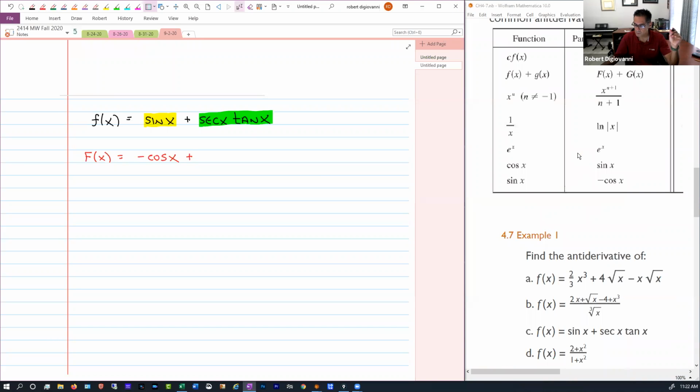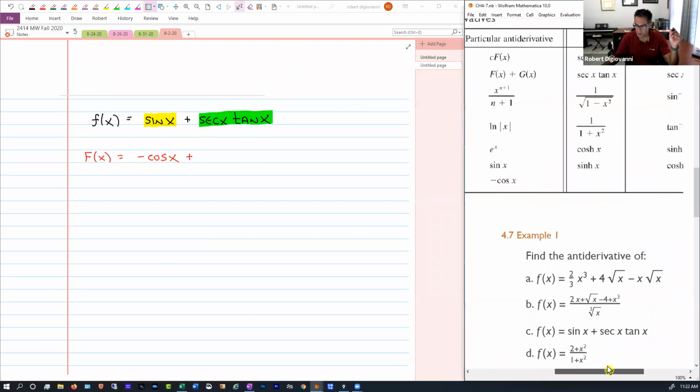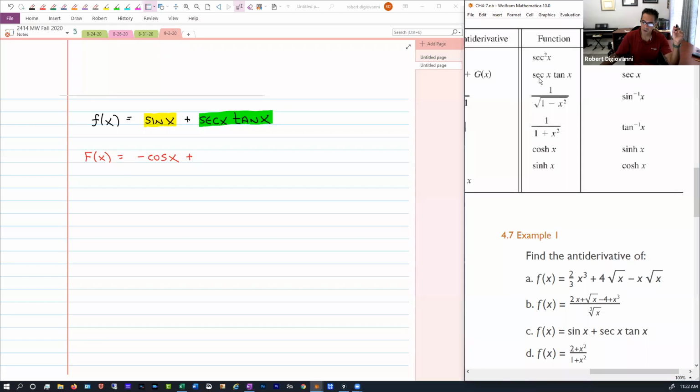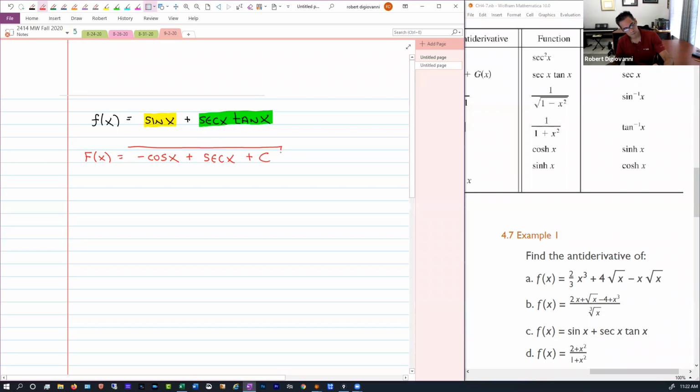Let me see, I think it's on here. Yeah, right here. So if the function is secant x tangent x, the antiderivative of that is just secant. So this is just secant x plus c, we're done. So that problem was just an example of where you need to know stuff in order to do it.